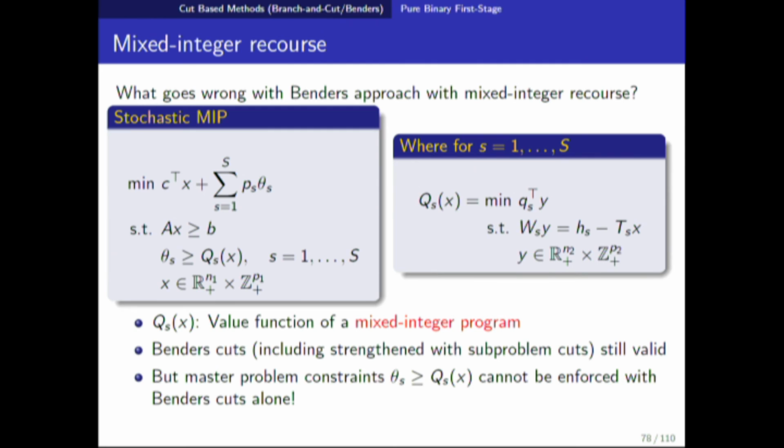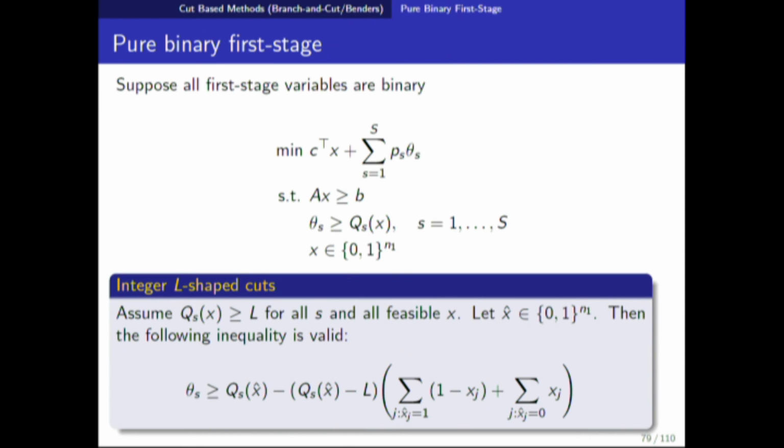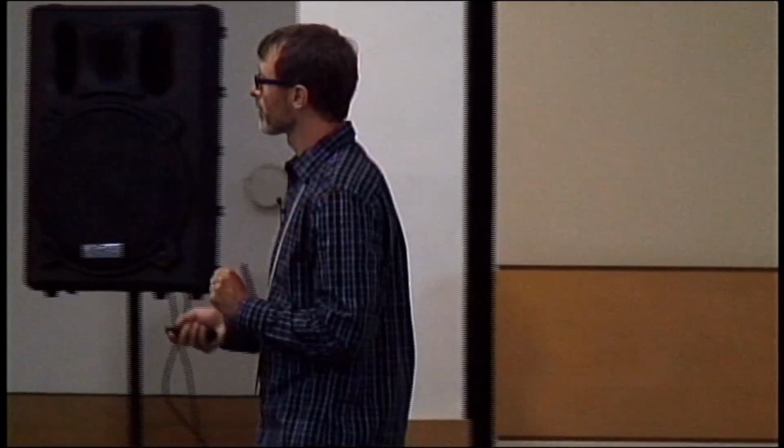But what we need to figure out is how we can enforce that this theta S variable, which wants to represent the value function of scenario S, really does represent the value function. In the case of a pure binary integer program, where all the first-stage variables are binary, there's an easy thing you could do. It's maybe not the most effective, but it finishes the job. These are called integer L-shaped cuts.